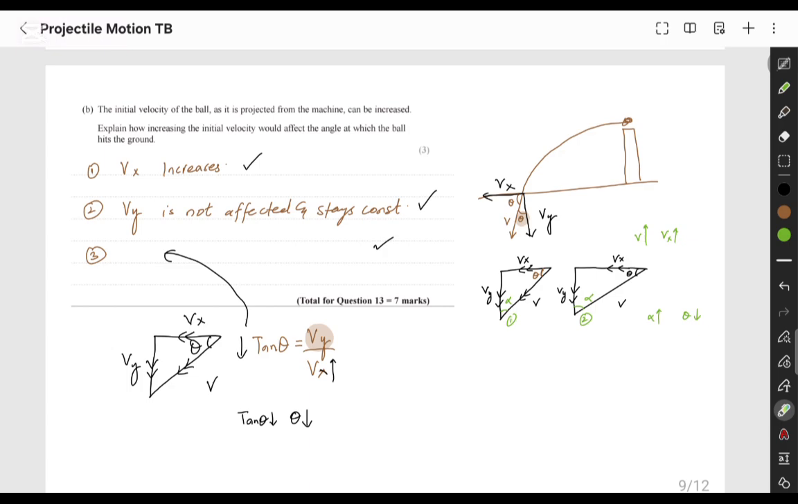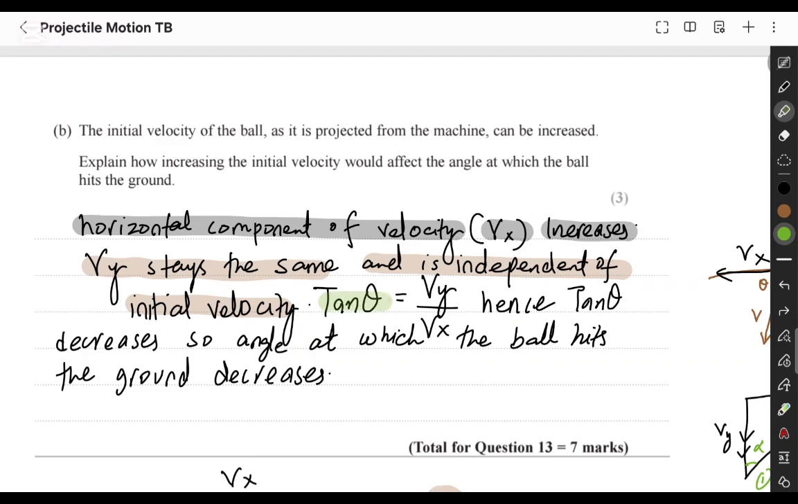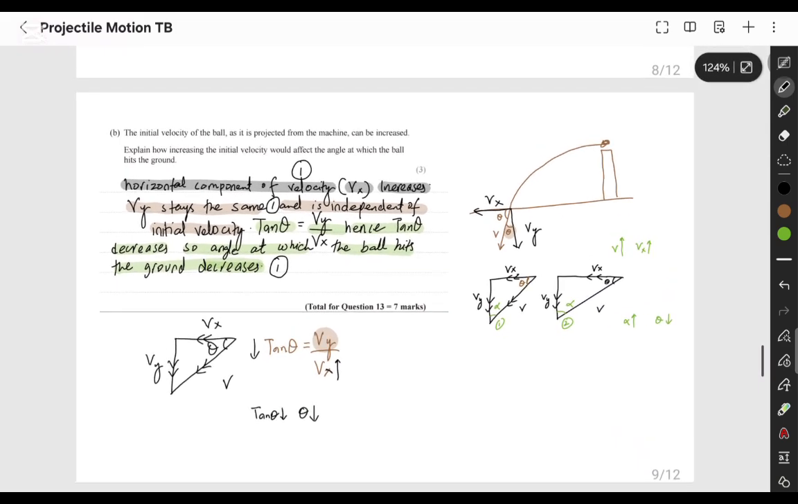Okay, so let me just write the answer down in a proper way. This is just a quick way to write the answer, and after that we'll end the video. So this is going to be your answer. The horizontal component of velocity Vx increases, Vy stays the same and is independent of the initial velocity. Tan theta is equals to Vy over Vx, hence tan theta decreases, so angle at which the ball hits the ground decreases. Okay, so one mark, then the other mark, and then the third mark. So that's going to be the answer to this question.